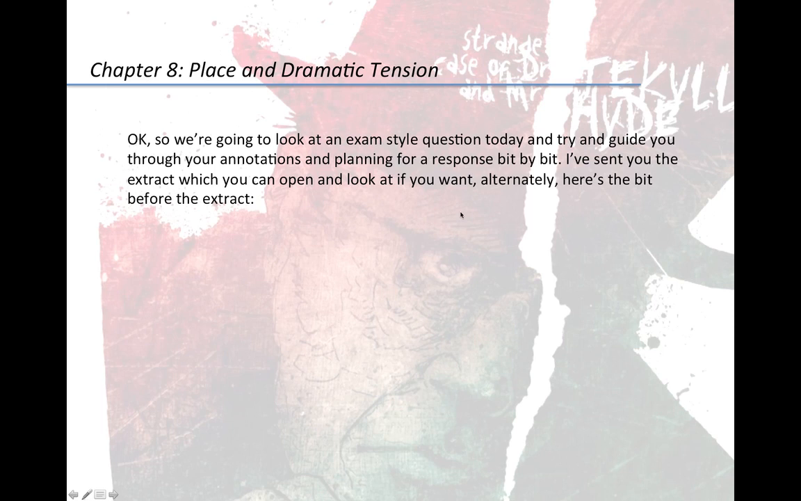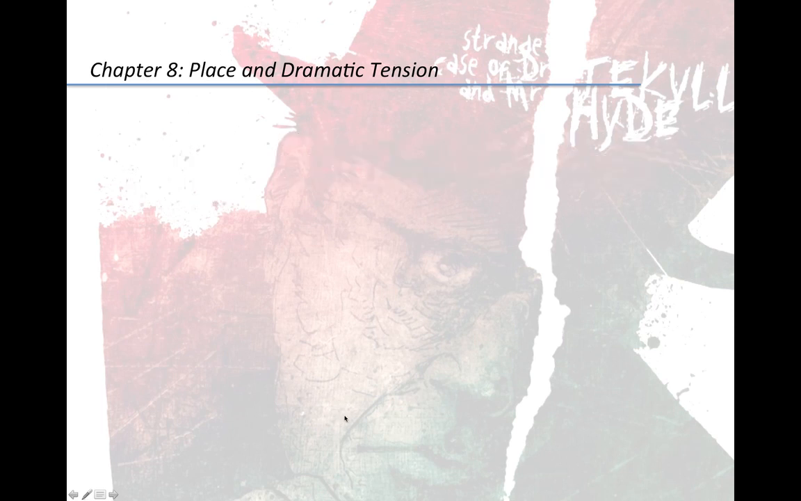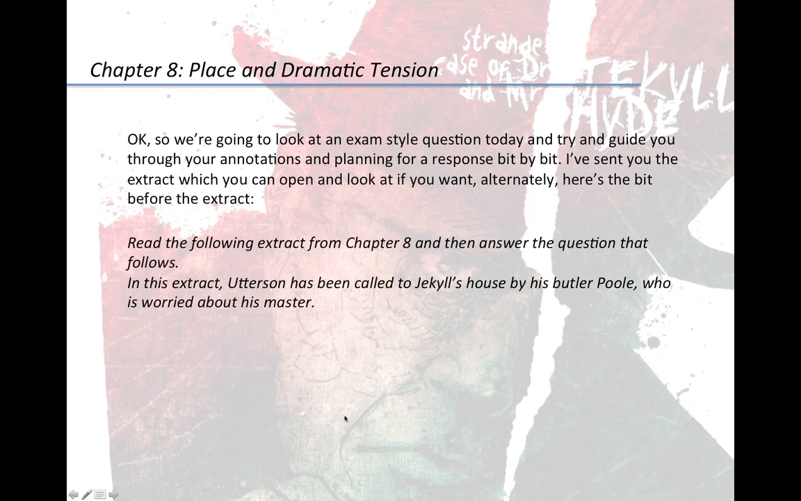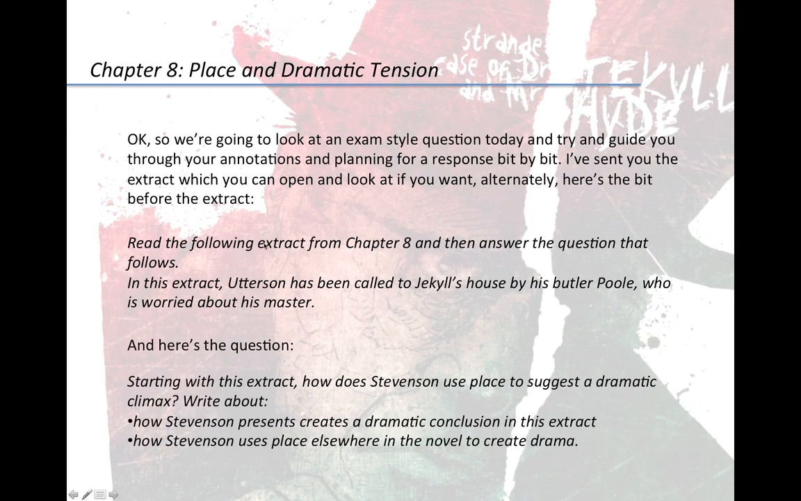But anyway, here's the bit that will come before the extract. And here also is the question. I'll talk about them both together. Read the following extract from chapter 8, and then answer the question that follows. In this extract, Utterson has been called to Jekyll's house by his butler Poole, who is worried about his master. And here's the question. Starting with this extract, how does Stevenson use place to suggest a dramatic climax?